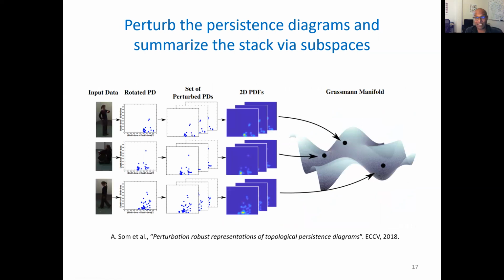You would have to be very analytic to get to that. We took an engineering approach. We said, let's take the persistence diagram that we have and artificially perturb it a little bit to provide that robustness to perturbations, and then collapse that whole stack of persistence diagrams into a subspace.